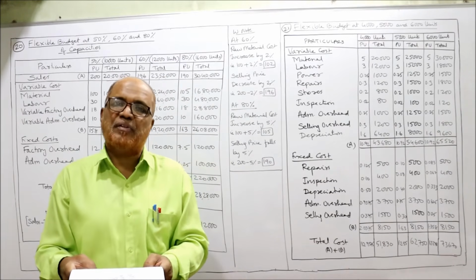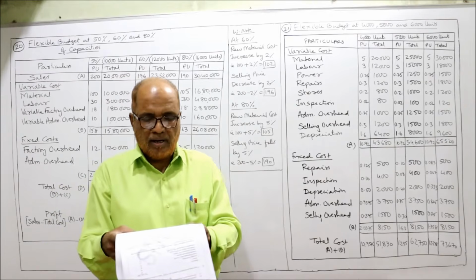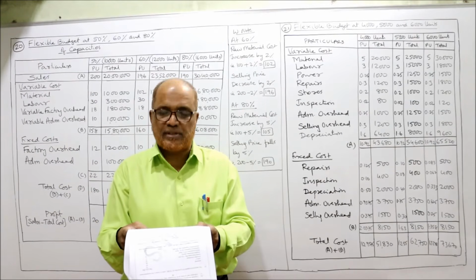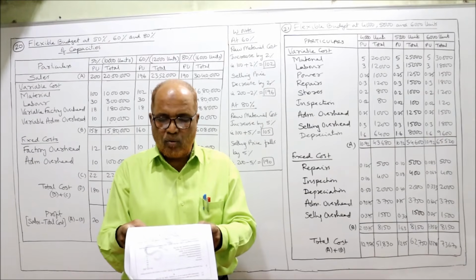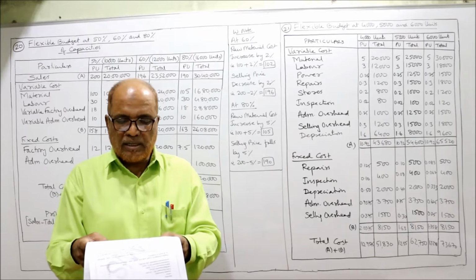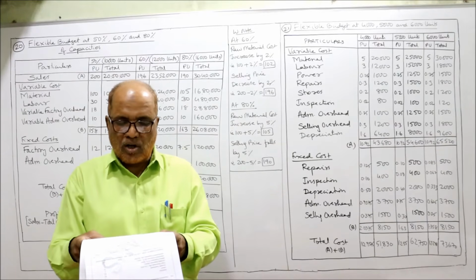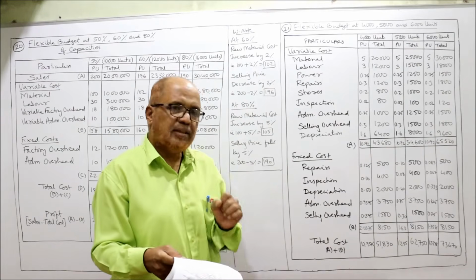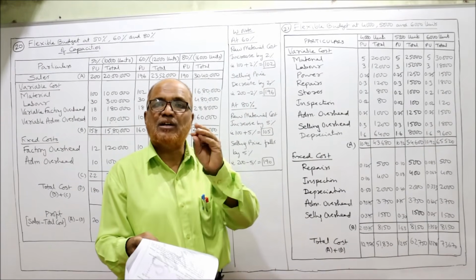Depreciation 20% fixed, 80% variable. Administration overhead 25% variable, 75% fixed. Then selling overhead 50% variable, so 50% fixed. Total is 62,750. Cost per unit is 12.55. This is the data given at 5,000 units.